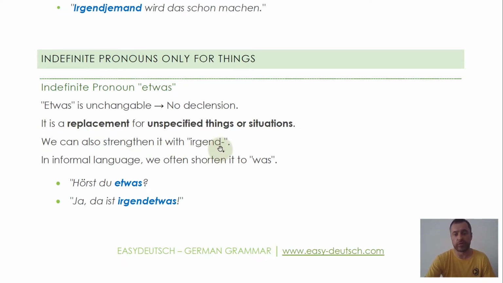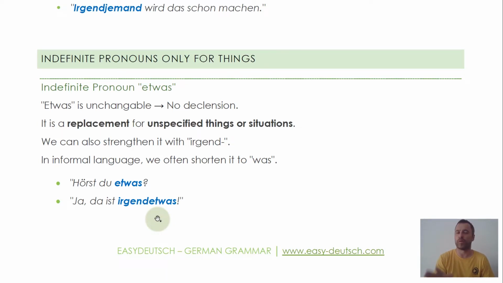You can also strengthen it with irgend, same like here, jemand. And in informal language, we often shorten it. Pay attention, grammatically incorrect to was. So, hörst du etwas? Do you hear something? Yep, da ist irgendetwas. Yes, there is something. Here, it's etwas, and then, irgendetwas, so something really, I don't know what it is. It's unspecified. And in informal language, we would probably say, hörst du was? Ja, da ist irgendwas.